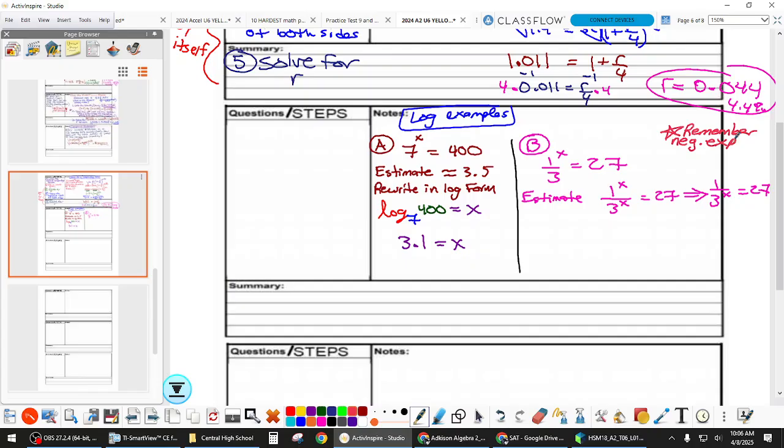Negative exponents do what? They switch position, top to bottom, and change sign of the exponent. So this is going to require a negative exponent in order to make a bigger number.